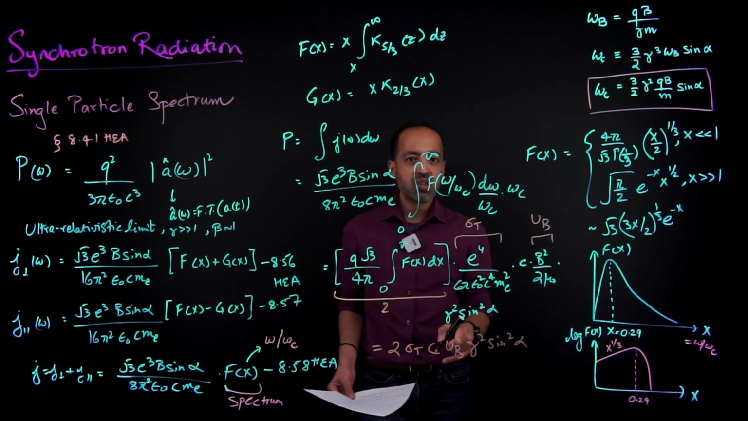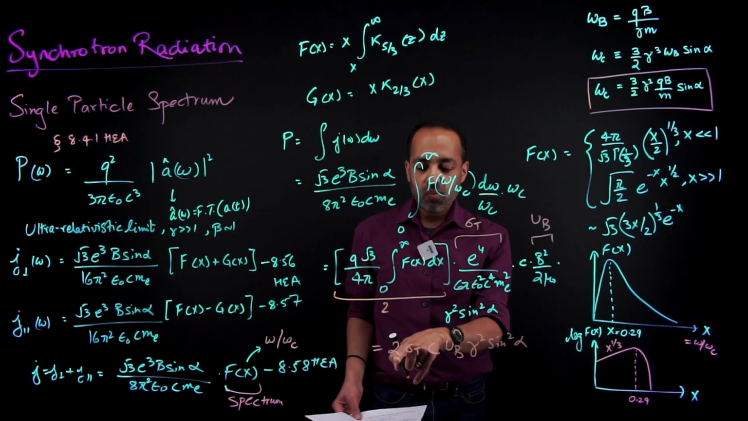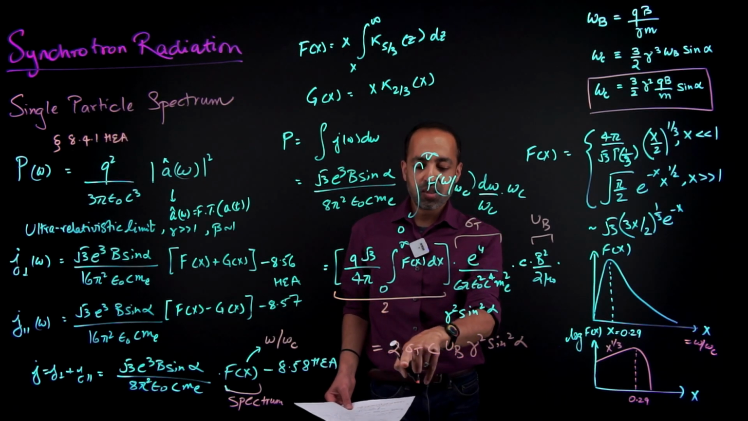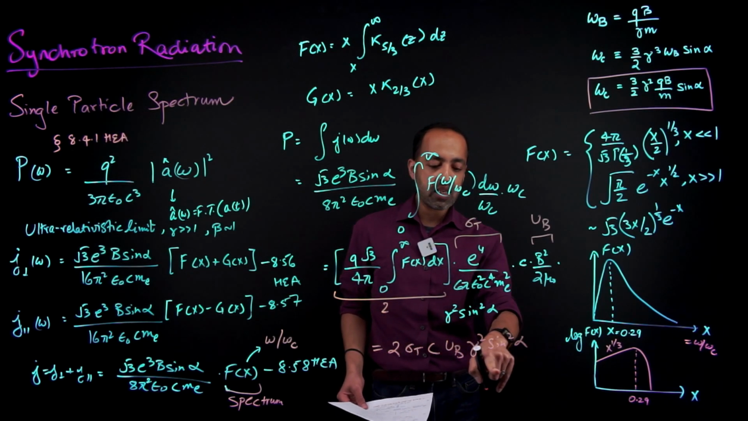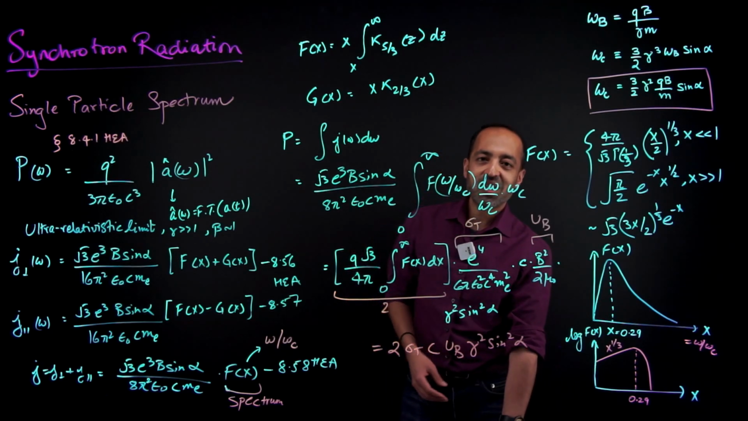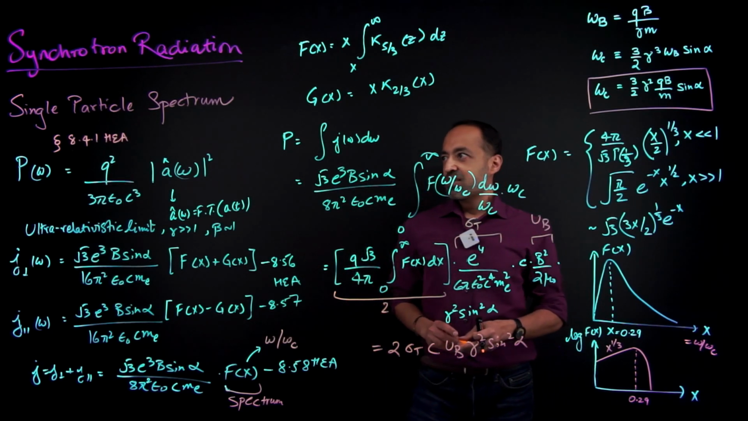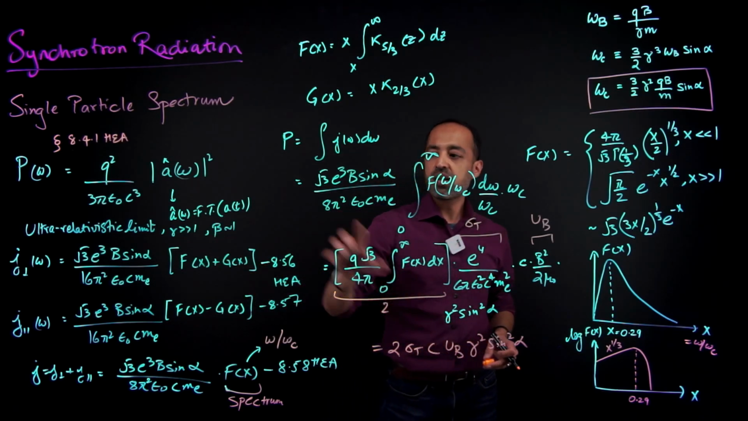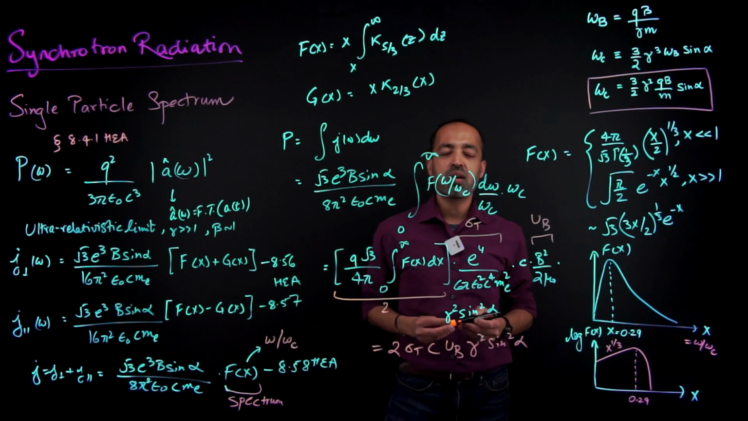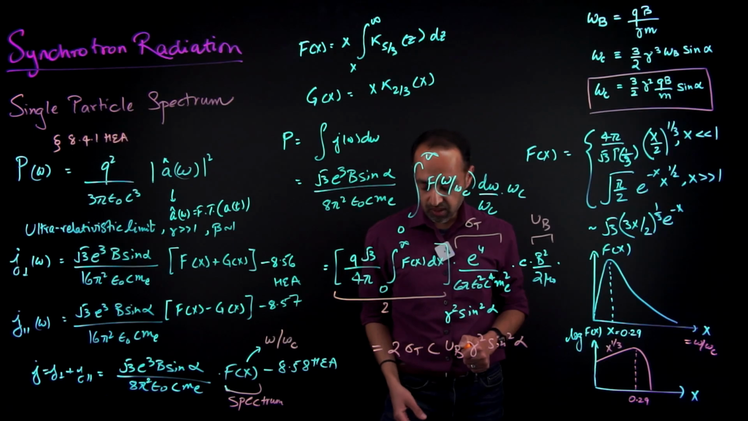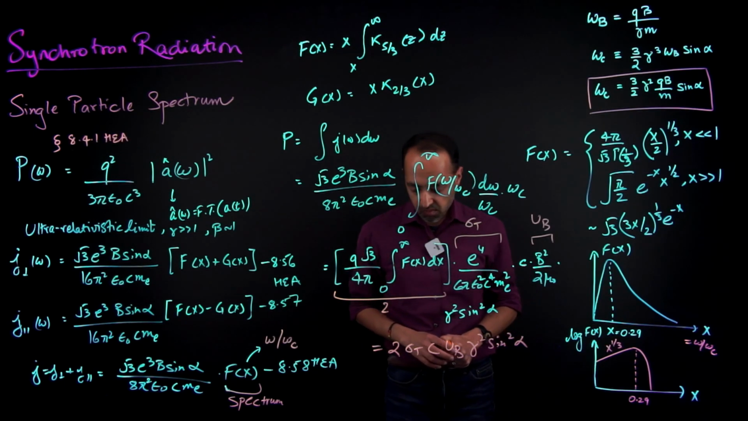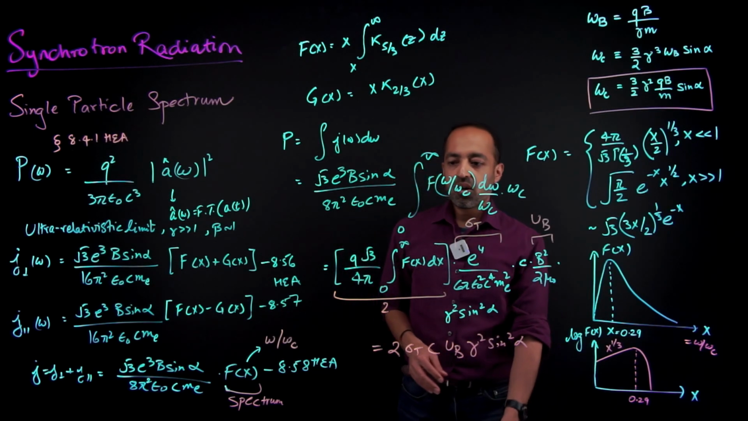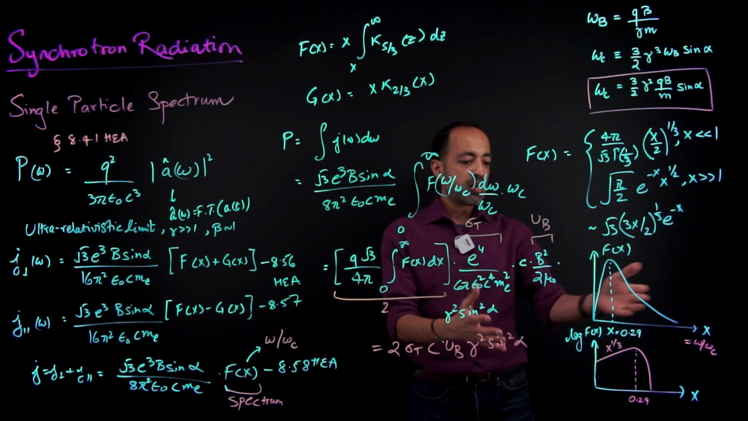And if you remember, the expression for power that we had previously is 2 sigma t c UB beta squared gamma squared sine squared alpha. The reason we don't have beta squared in here is because this is in the ultra-relativistic limit. So here beta is of the order 1 for these expressions for the emissivity, the single particle emissivity. Okay, so this tells us the single particle spectrum.